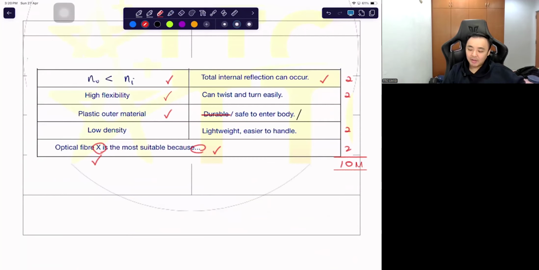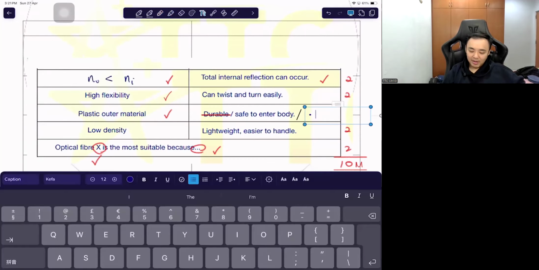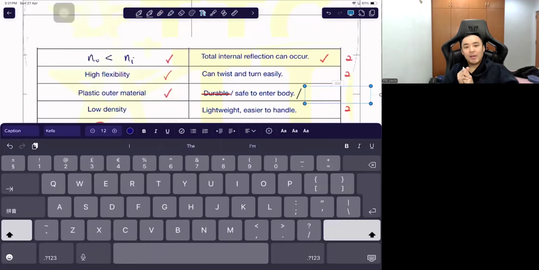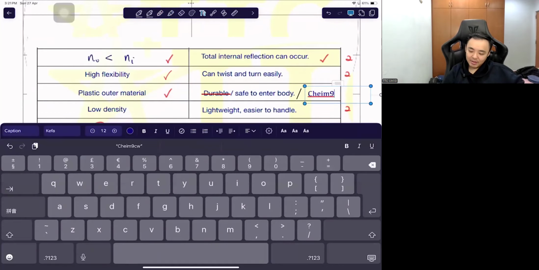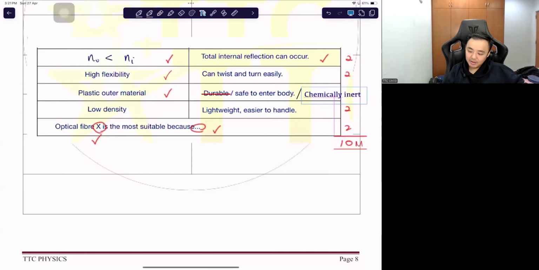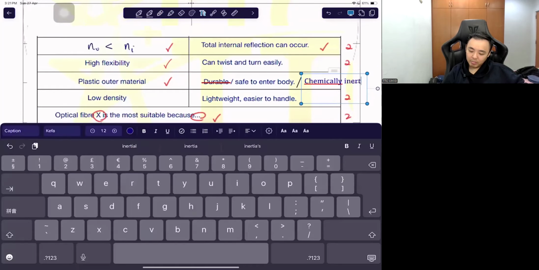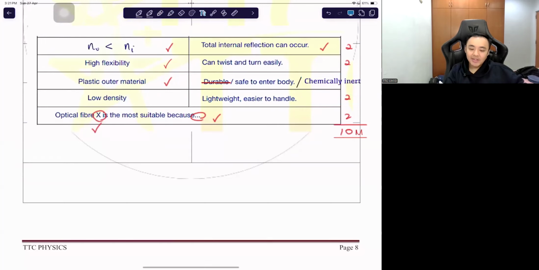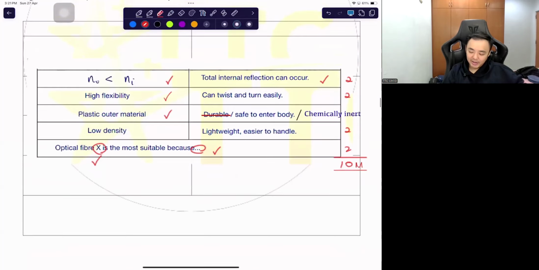And you know what's the better thing? One word to say. Remember why do we choose plastic in the first place? They don't react with your acid, right? How do you say that? It doesn't react. How do you say that? It's chemically inert. Okay, it's chemically inert. Use this word, low density, lightweight, and then easy to handle.